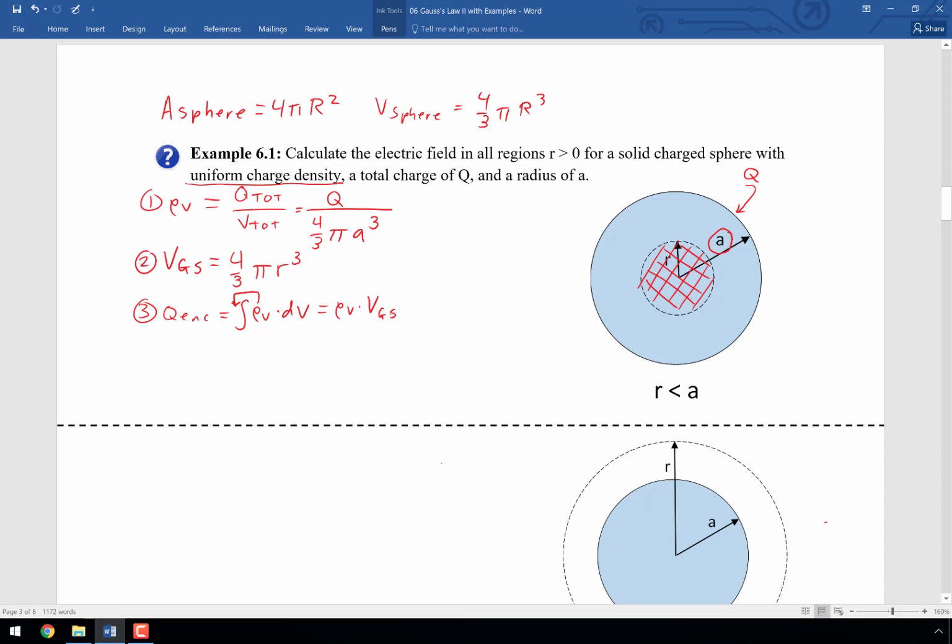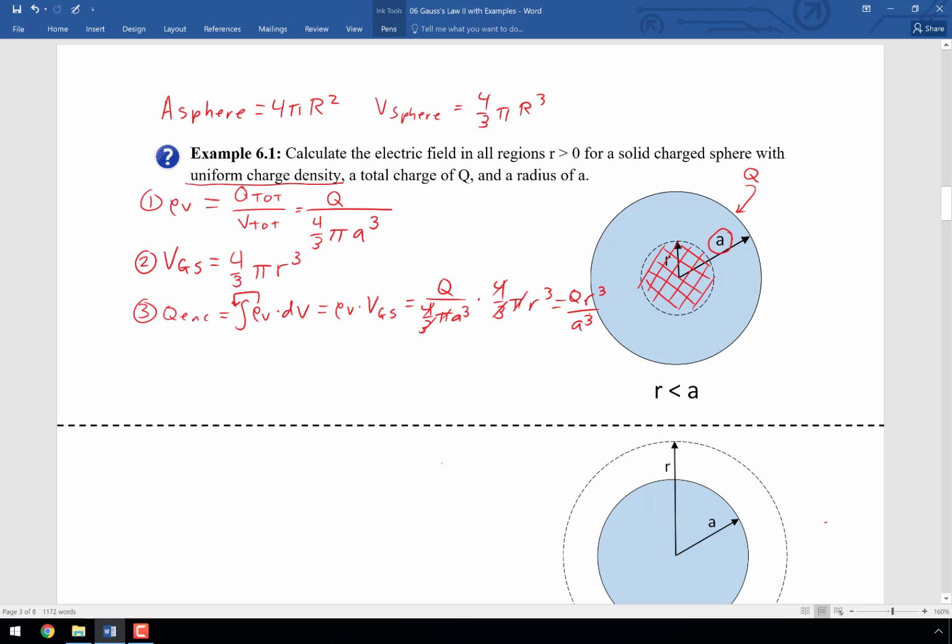And the charge enclosed inside the Gaussian surface, so therefore this is the volume of the Gaussian surface. So I'm just going to take those two things I just calculated. It's going to be Q divided by 4/3 pi a cubed multiplied by 4/3 pi r cubed. The 4's are going to cancel, the 3's are going to cancel, the pi's are going to cancel, and I'm just left with Q, sorry, this is going to go over the picture a little bit, r cubed divided by a cubed.